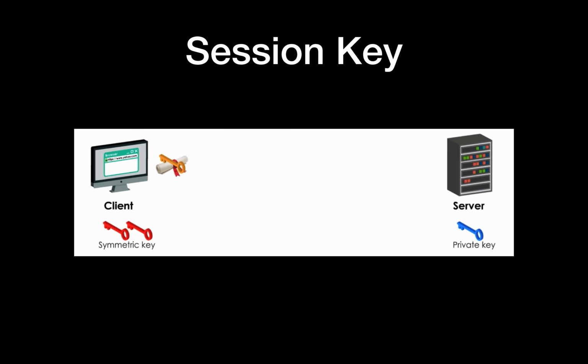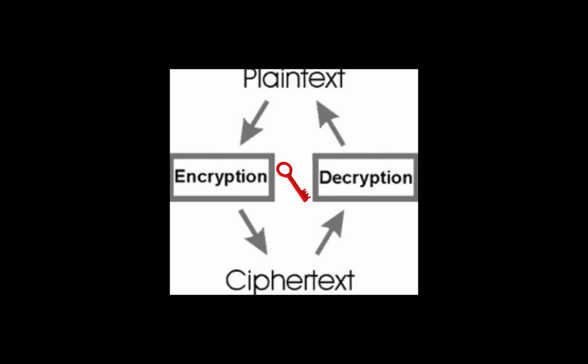Step 4. The browser creates a session key and makes a copy of it and then sends the copy to the web server. However, the browser does not want to send plain text, so it uses the web server's public key to encrypt the session key. From now on, the client and the web server will use the same key, the session key, to encrypt and decrypt in order to make their communication safer.